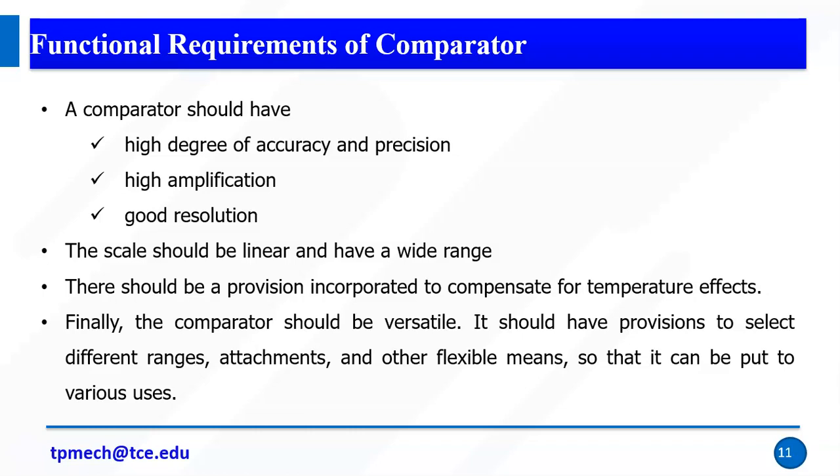It should have provisions to select different ranges, attachments, and other flexible means so that it can be put to various uses. So, a comparator should be high precision and high accuracy equipment. It has high amplification with good resolution. The scale should be linear, right? And it has a wide range. It should be versatile. Again, it needs to compensate for other effects, other noises like temperature, humidity, all those things. So the provision should be incorporated to compensate for the environmental effects.